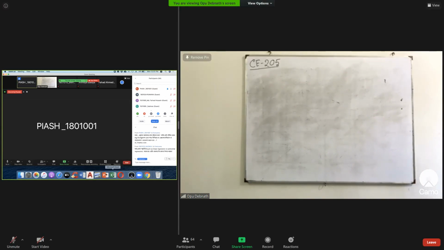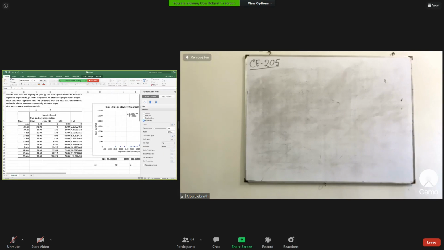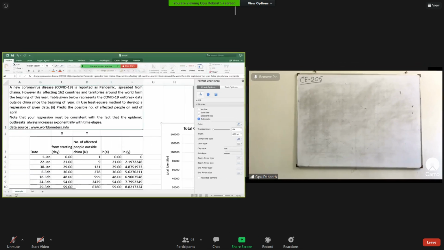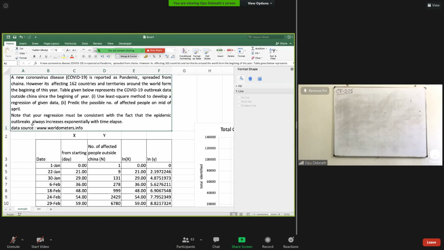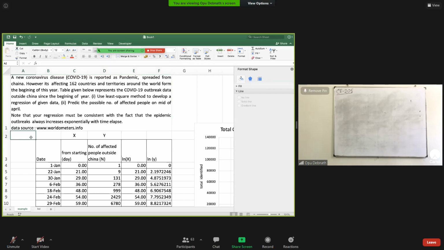Okay, for this, look here. It's not necessary that it will always be told to you directly. Follow this part, epidemic outbreaks. Note that your regression must be consistent with the fact that the epidemic outbreaks always increased exponentially. That means the previous trends say that such types of outbreaks always show exponential. Okay, so you can get the hints here. That means your response should be exponential.